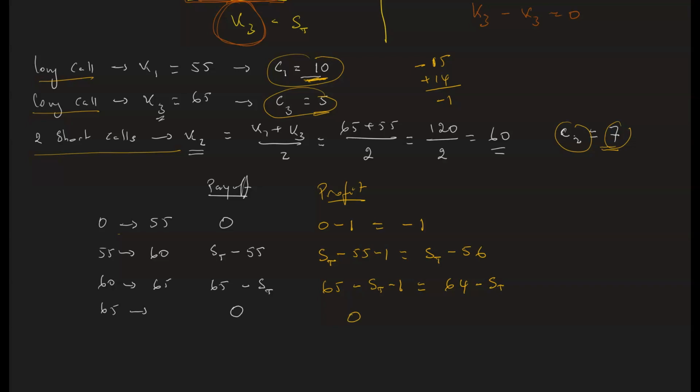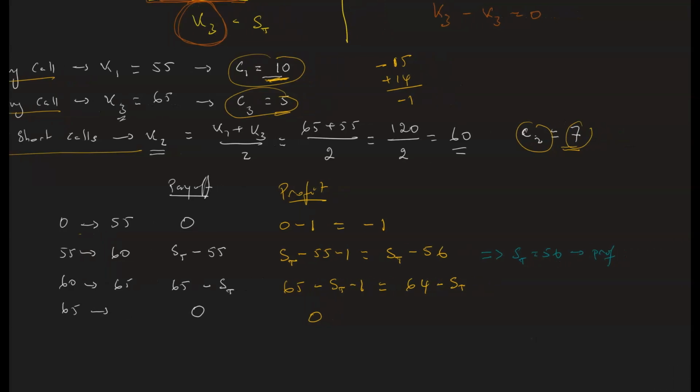So what this also means is that we can break even essentially twice. The first time we would break even is where the stock price is equal to 56, which means that profit is equal to 0. And the second option is when the stock price is equal to 64, our profit is also equal to 0. So we can break even twice.